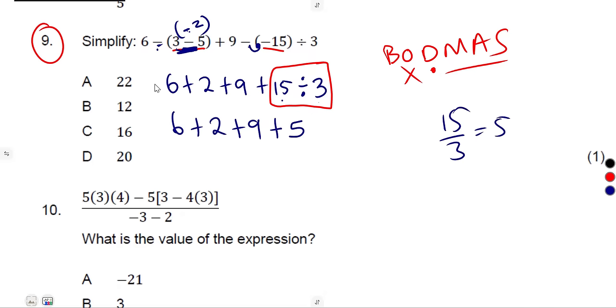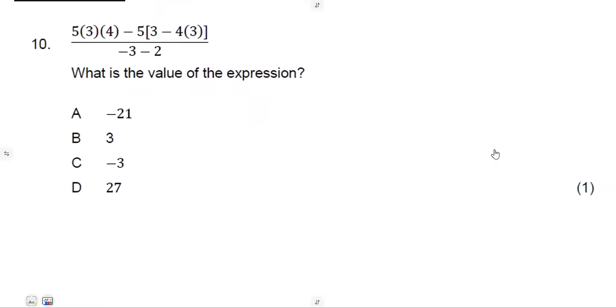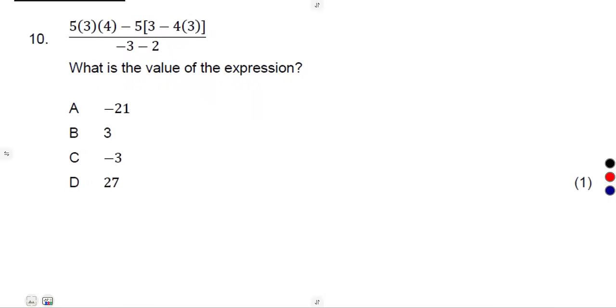So that's a 5. If we add everything, guys, we're going to obtain 22. All right, so that's 22, which is on A. So the best answer there was going to be A according to our BODMAS or BOMDAS, one and the same.